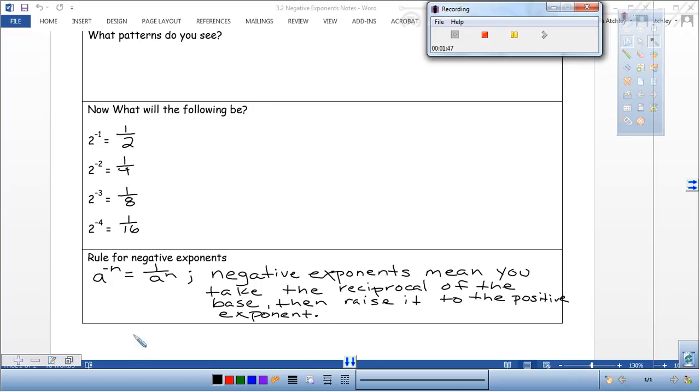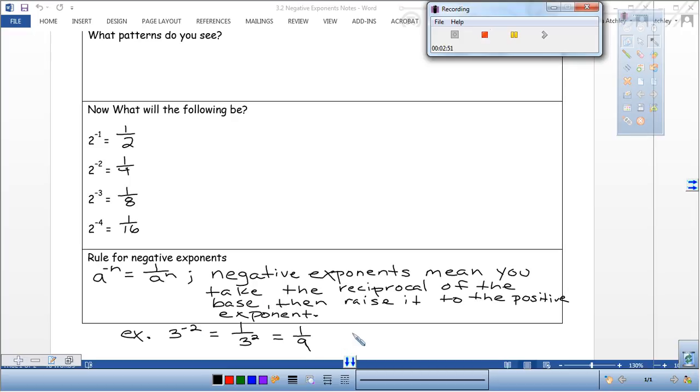Okay, let's do a couple of examples that are easy. Okay, so I did 2, so let's do 3. 3 to the negative 2 is what, class? 1 over 3 squared, which is 1 over 9. This is a 9, not an A.